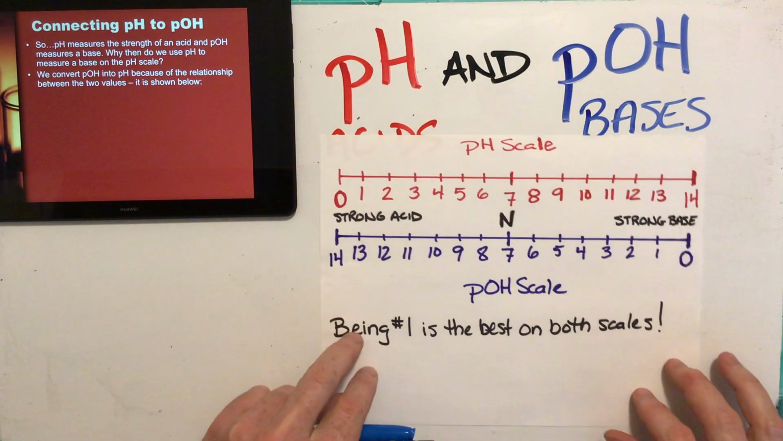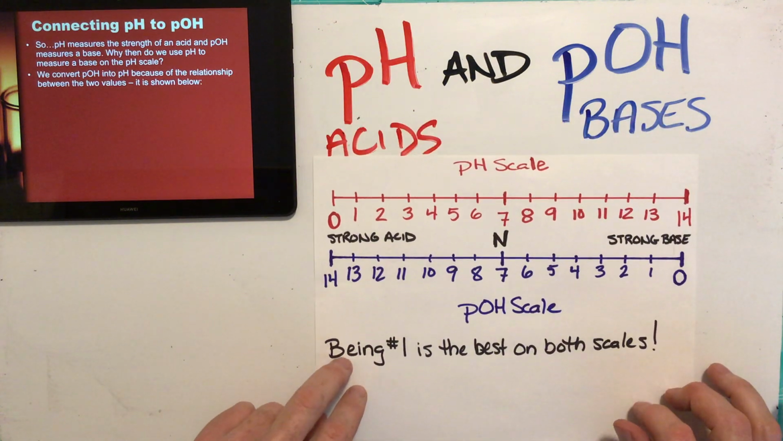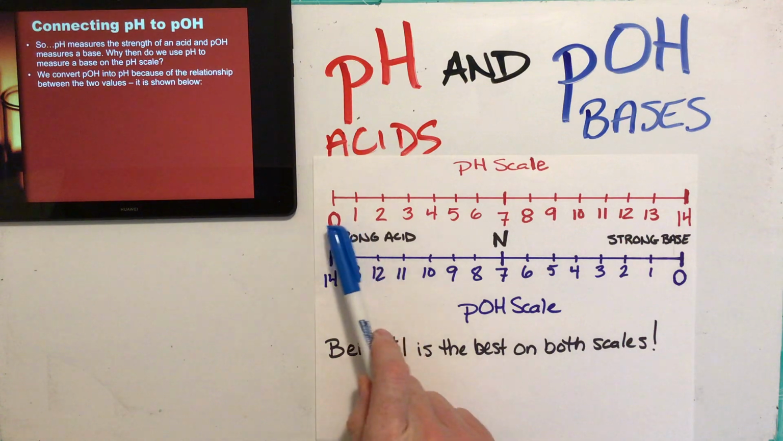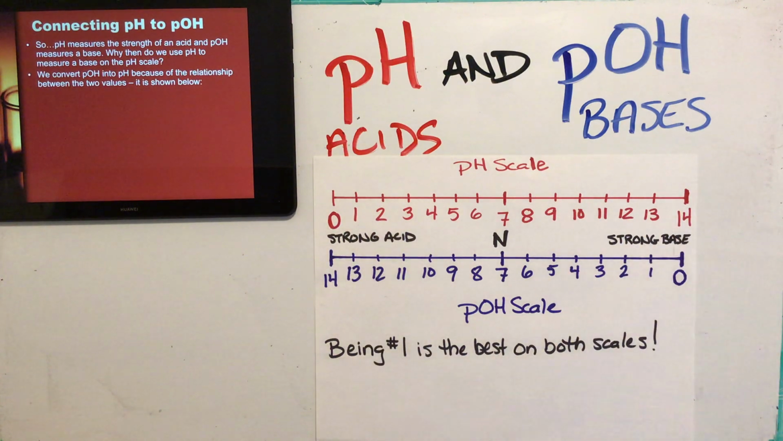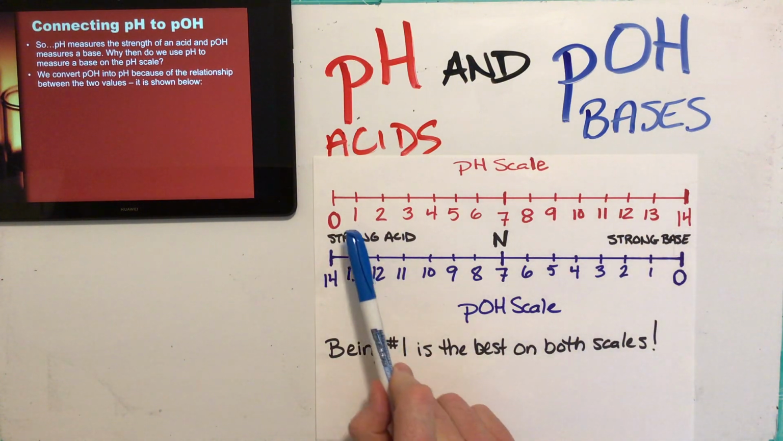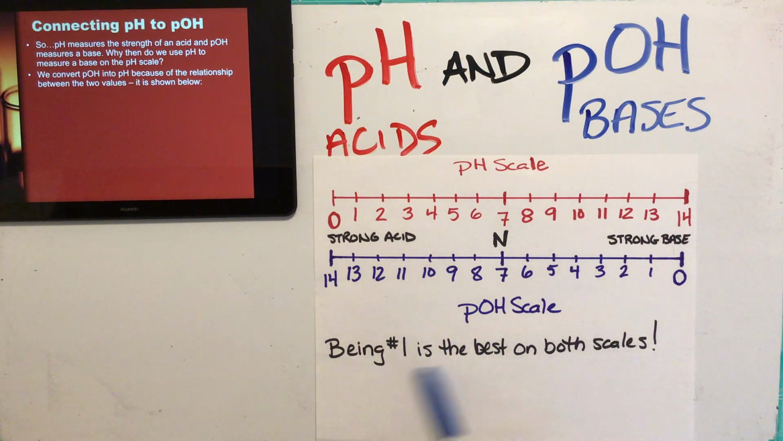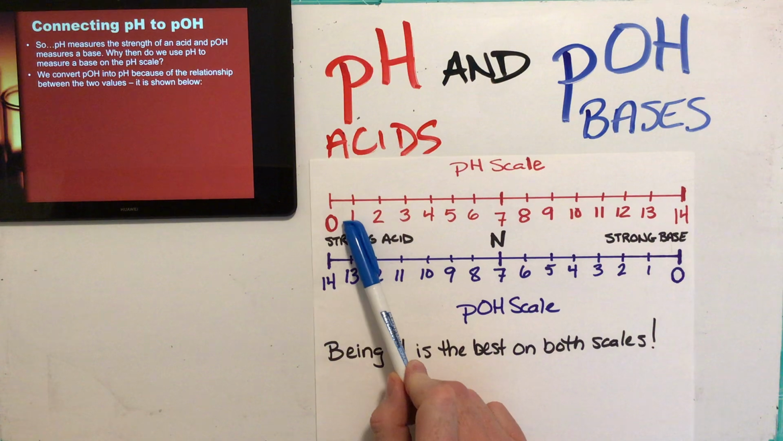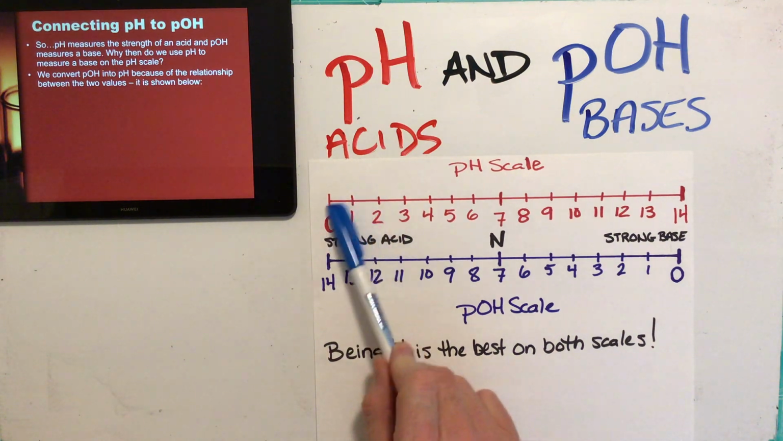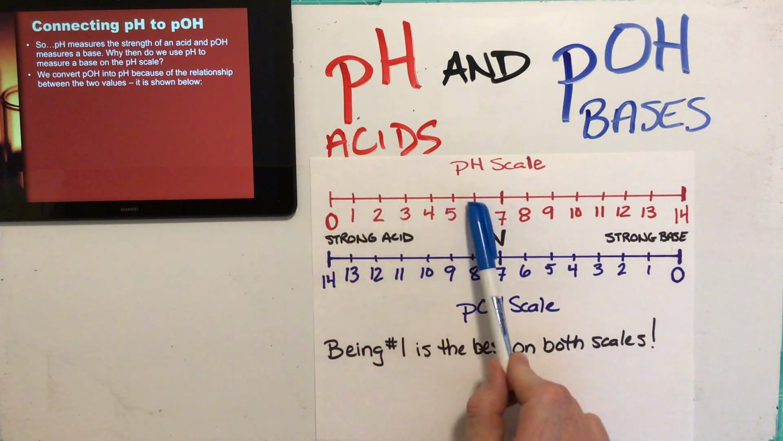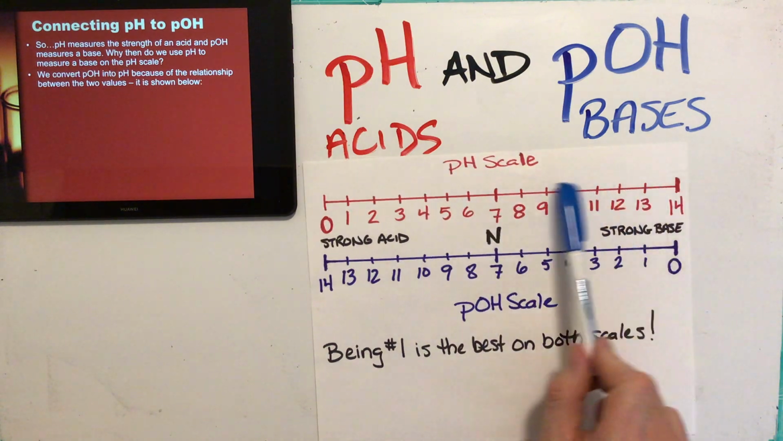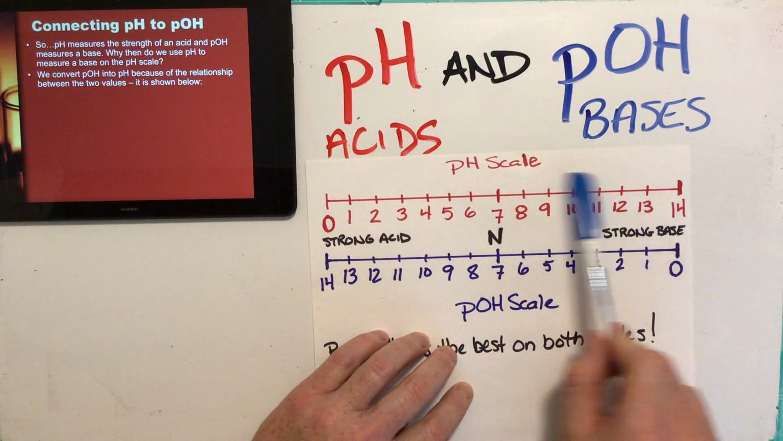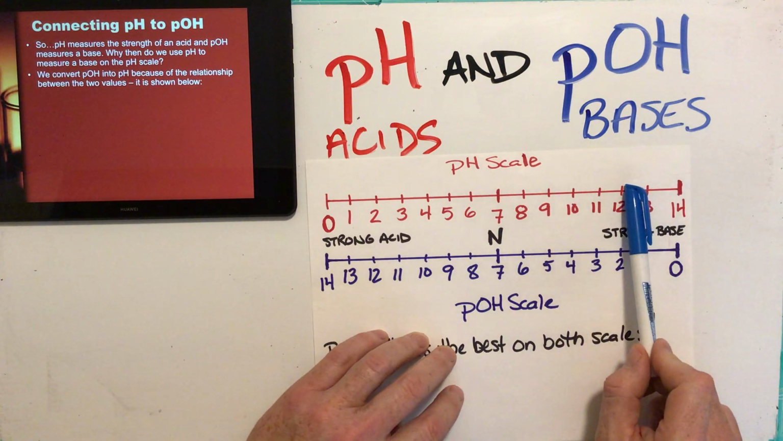If I were to draw both scales next to each other, it would look like this. Here's our pH scale in red, and we know that that's good for acids. Being number one is the best. If the pH scale is for acids, these are the best acids, 0 and 1, down in this area. These acids are weak. You really suck at being an acid if you're here. You're so terrible at being an acid, you're actually a base.